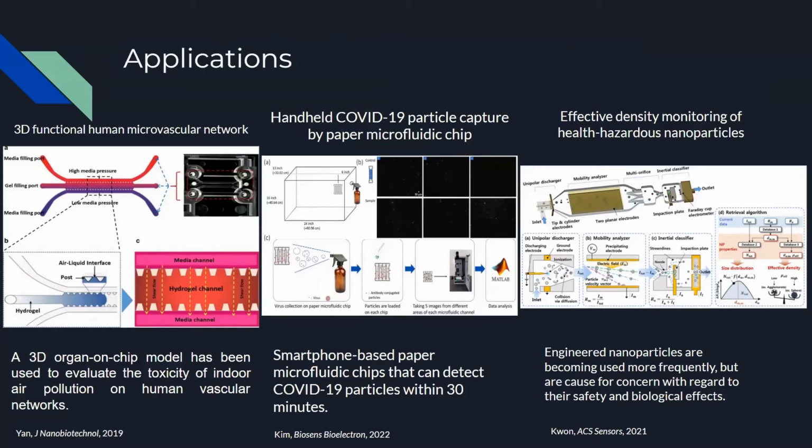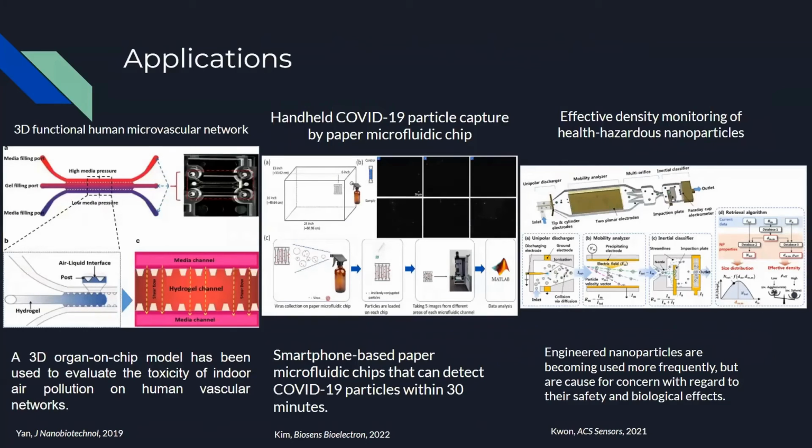Smartphone-based paper microfluidic chips can detect COVID-19 particles within 30 minutes. The apparatus seen in part A of the center image was made to simulate a person coughing 2 times in a room the size of a typical classroom with air conditioning.